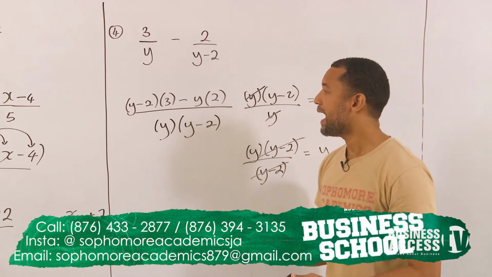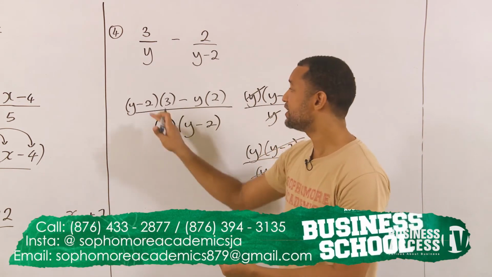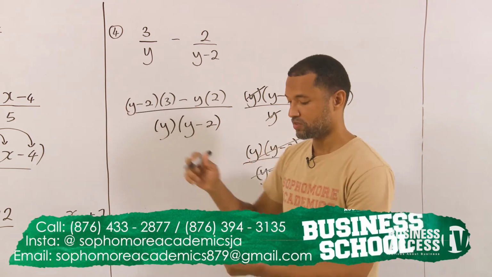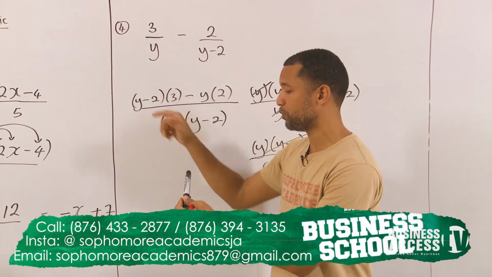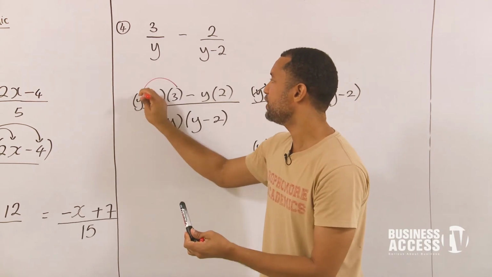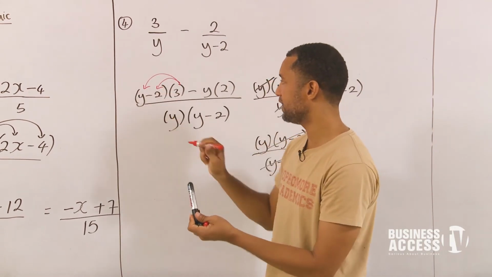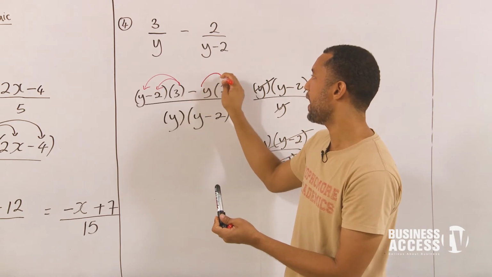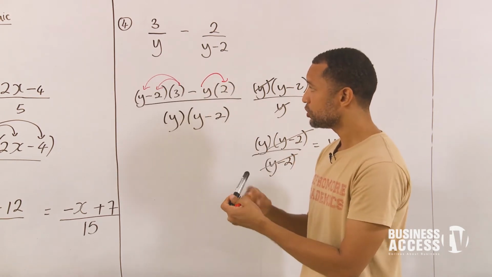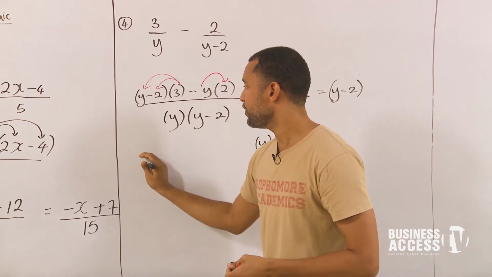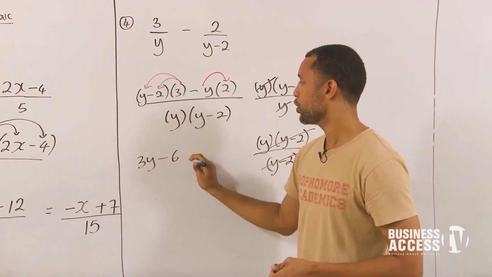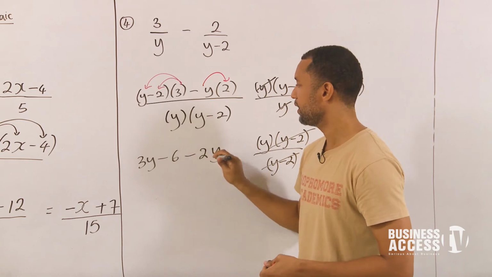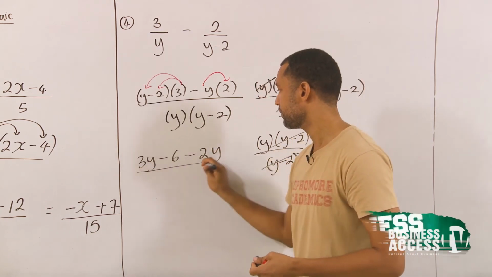And what you do at this point is, we have y minus 2 times 3. So this 3 must multiply by here. We have 3 times y, 3 times negative 2, and we have this negative y times 2. So what we end up having is 3y minus 6 minus 2y. And what happens in the denominator?